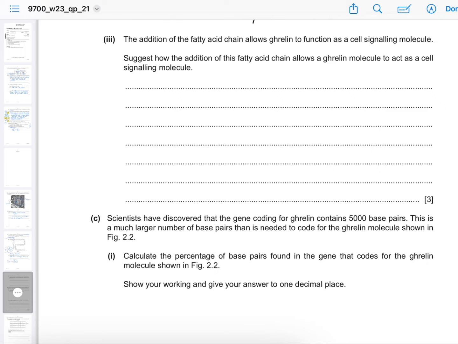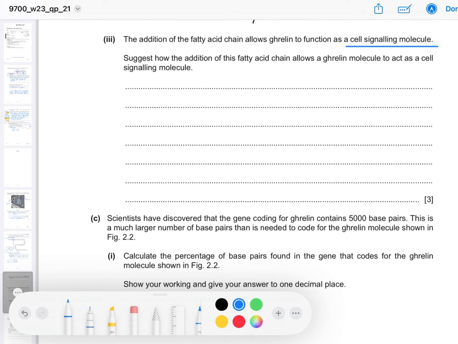So here you need to understand the mechanism by which a cell signaling molecule works. As I mentioned earlier briefly, these molecules are supposed to bind to the cell surface membrane of the cell that they are going to target, and for that to happen they need to have a shape that's complementary to the receptors. So let's say this is the target cell. It's going to have a receptor, and this receptor will bind to the cell signaling molecule.